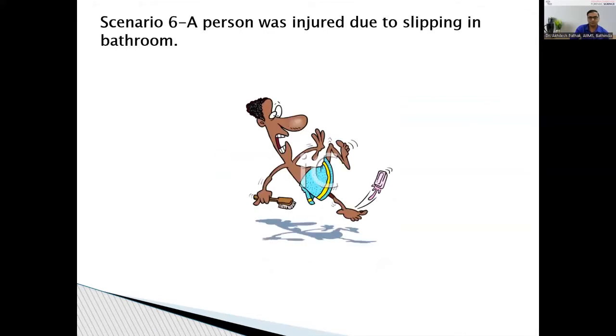Scenario 6: we all daily go for bathing and we enter the bathroom, that is a normal scenario. Daily we go for bathing. Even today many of us must have bathed in the bathroom. It's a routine practice. There is nothing wrong in that. But one day you slip down and get injured, break a bone. Is it a case of MLC? Injury due to slipping in the bathroom. So this is another case scenario.